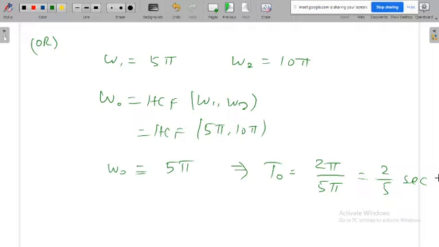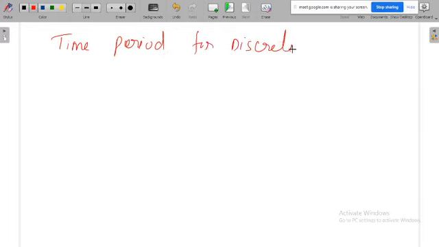Okay, now next we'll proceed to the discrete time signal. So far we have been discussing how to calculate the time period for continuous time signals. The next topic is time period for discrete time signals.